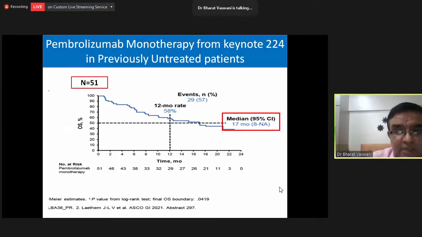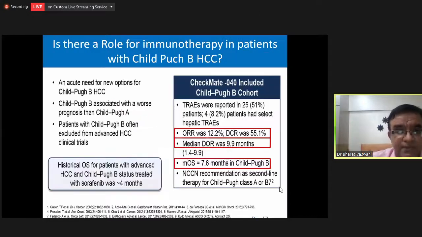So 15 to 20% of the patients will have a good response, but the median survival in those who have a stabilization will be around 1.5 years. The last slide: can I use my immunotherapy in Child-Pugh B? So the answer is a big yes.